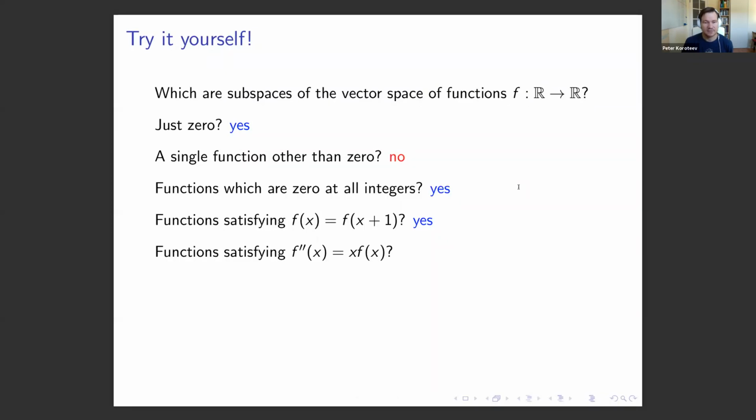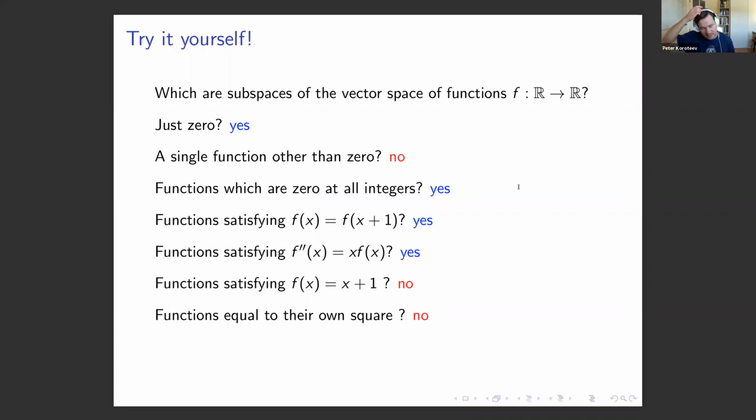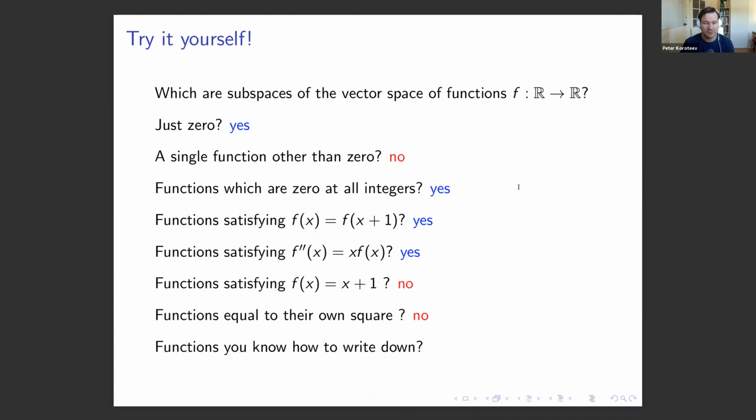A function satisfying this differential equation, second derivative of f of x is equal to x times f of x. Yeah, that is also true. It's just a subset of functions which satisfy this equation. Functions satisfying this one, no, right? Because this set does not contain the origin, does not contain 0, 0. Functions equal to their own square also no, right? It's easy to check that the linearity properties do not hold. Functions you know how to write down? Yeah, pretty much, yes. Whichever function has an explicit presentation, you should be able to form a vector space out of them.